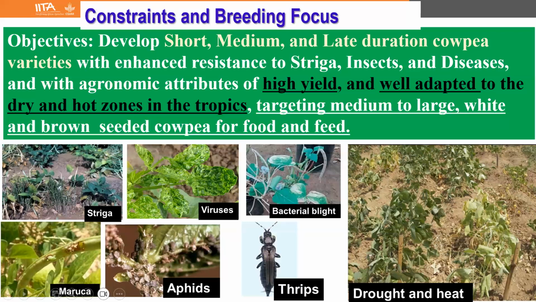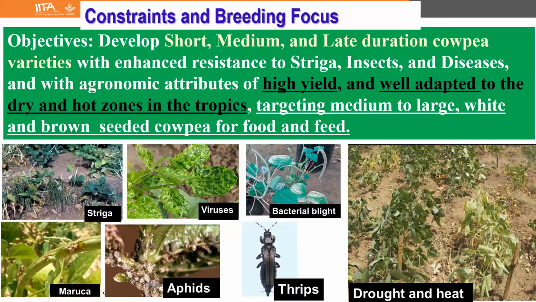In terms of breeding, the crop is challenged by a number of constraints, ranging from parasitic weeds like striga. We have a lot of viruses that attack this crop, and diseases, bacterial blight, and several others, and insects are devastating on this crop. Maruca is one of those, aphids, thrips, and even with its level of relative tolerance to heat and drought, extreme heat still causes a lot of yield losses in cowpea.